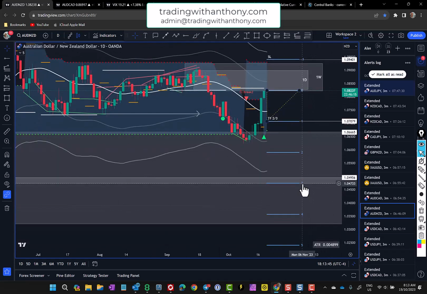Okay, so we've got 3-to-1 risk reward sitting down in this range down here. This is going to be target 2. So you could scale out. I'll just go slightly above here.